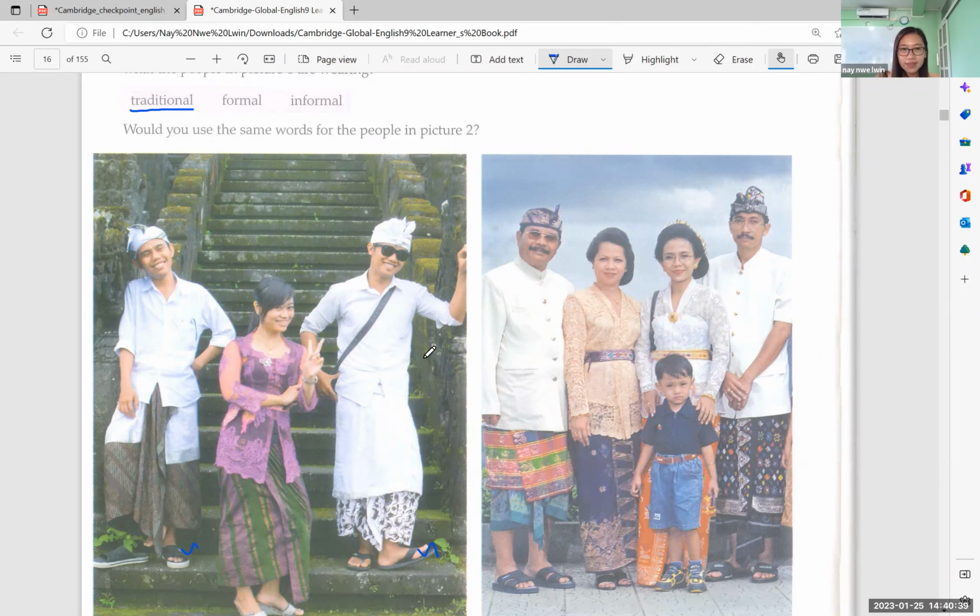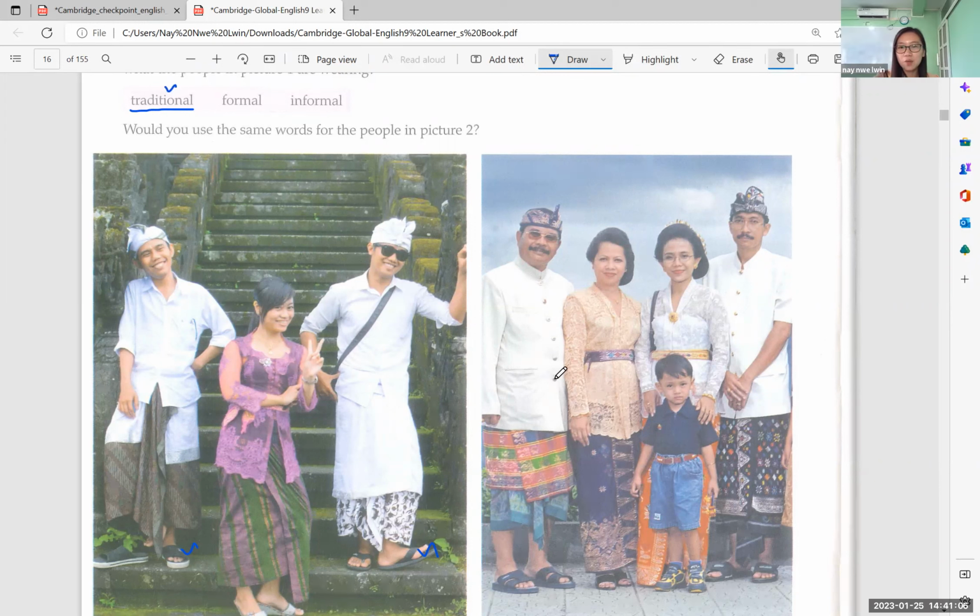So okay, the first picture is traditional. How about the second one? Which words will be appropriate to describe this picture? Traditional, formal, or informal? Traditional again, right? Yes.